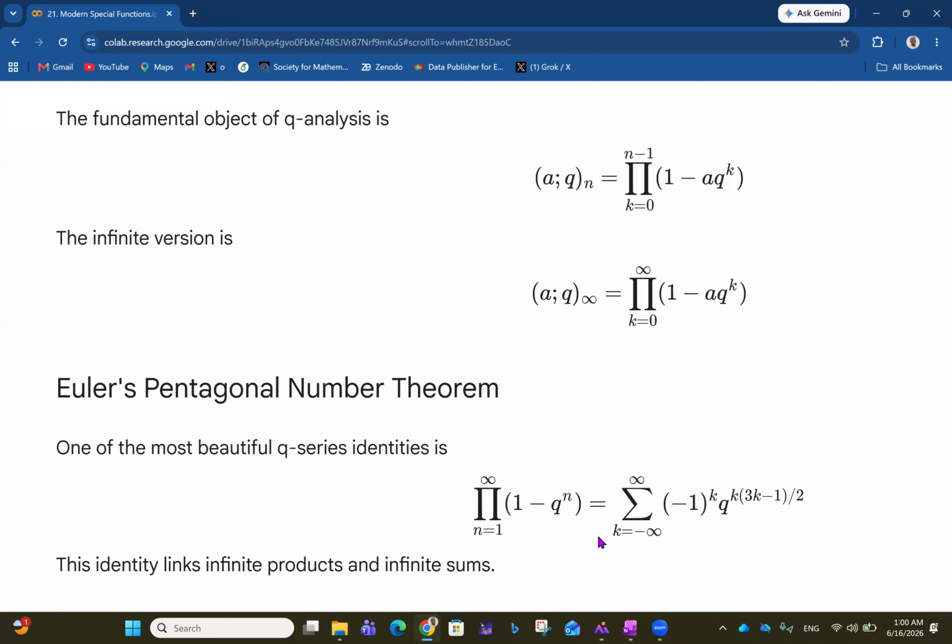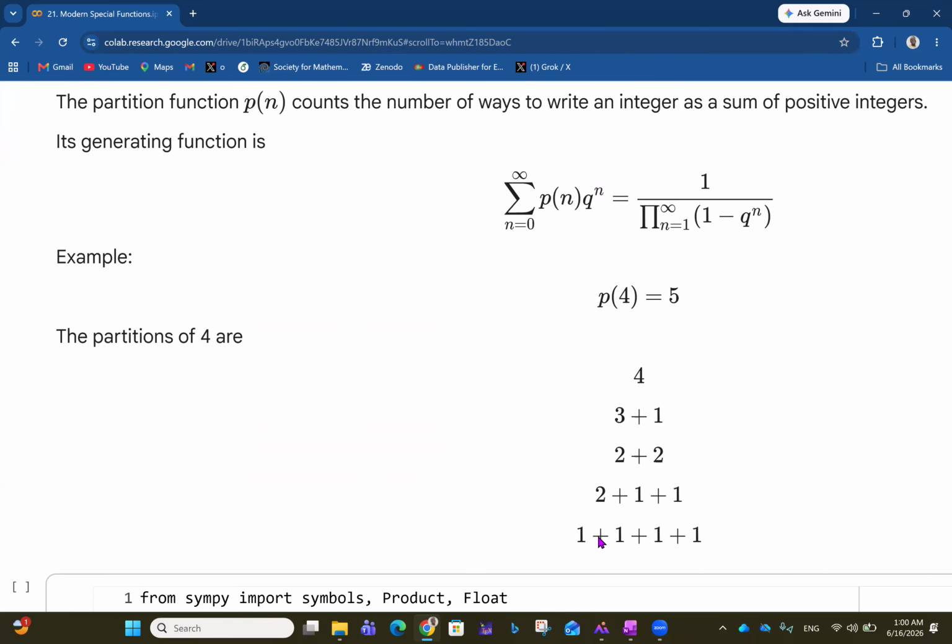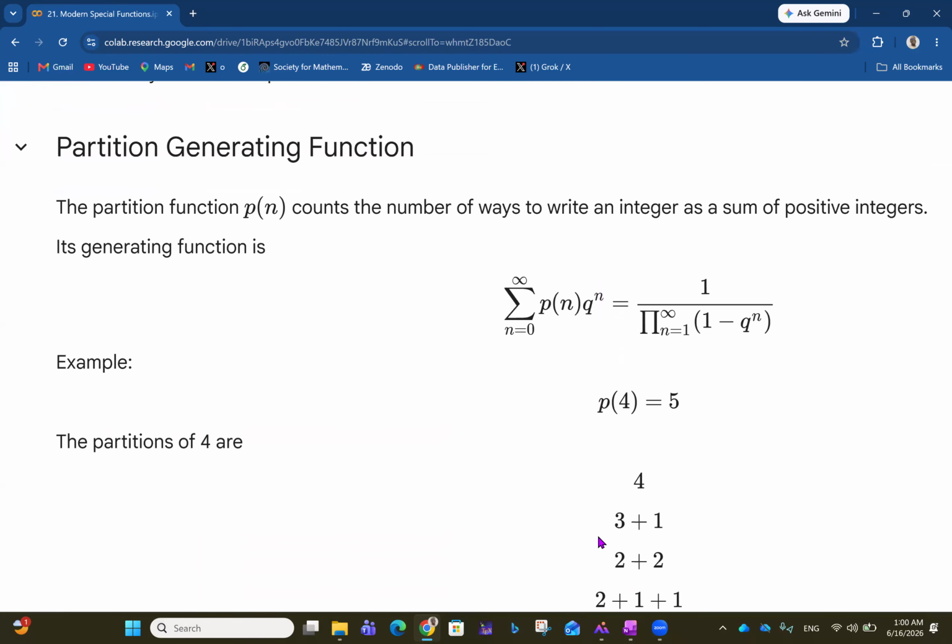So talking about partition generating functions now. This partition function p(n) counts the number of ways to write an integer as a sum of positive integers. So you pick an integer, you want to see different possibilities of writing it as a sum of positive integers. We are used to writing a number as a product of prime numbers. But the partition generating function is telling us how to write an integer as a sum of positive integers.